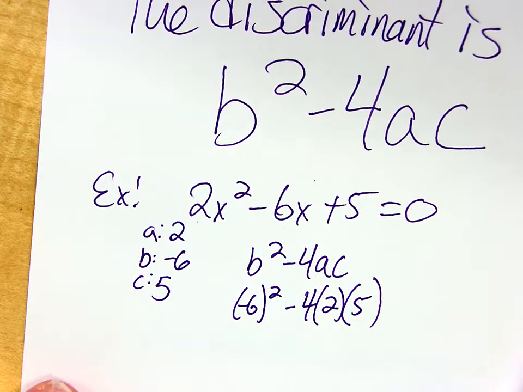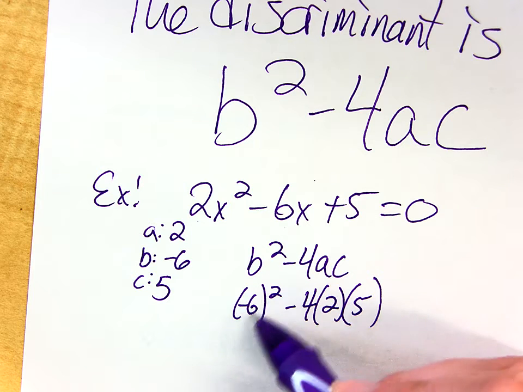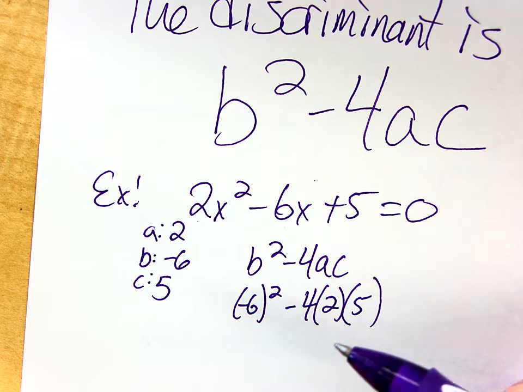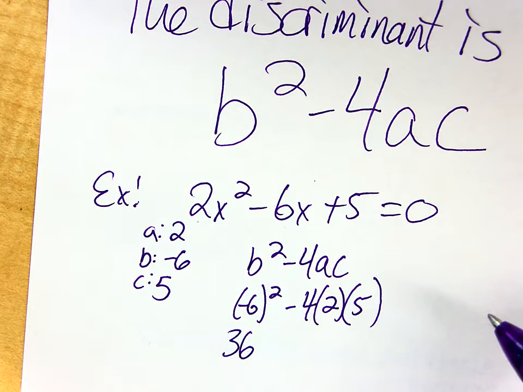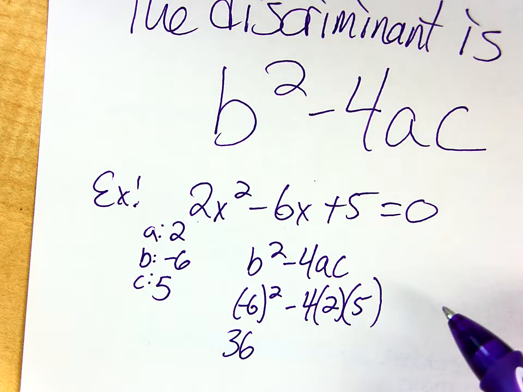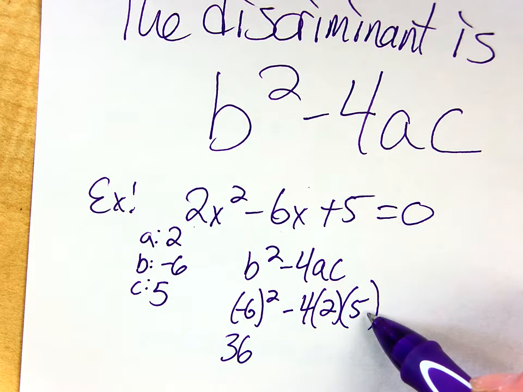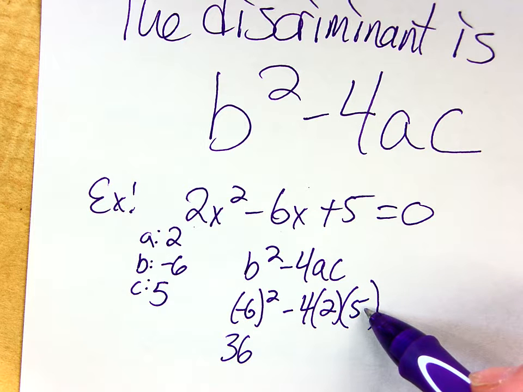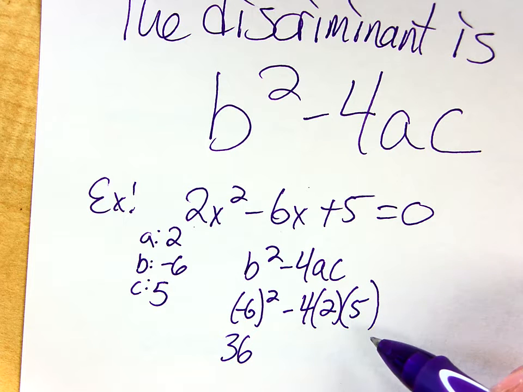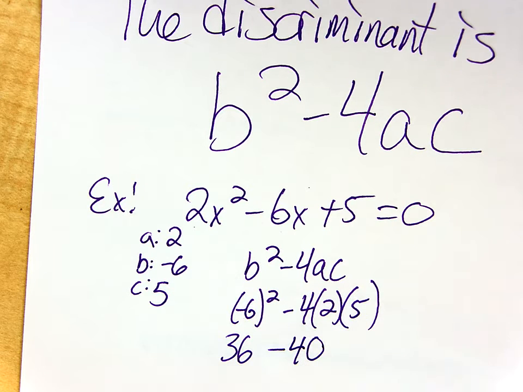So the only tricky part is making sure that you evaluate this correctly. What is negative 6, the actual number negative 6? If I want to square that, what comes out? Positive 36. And then we're going to multiply these three numbers together. Negative 4 times 2 times 5. Doesn't that get me a negative 40? No. Yes. Wouldn't it be 80?